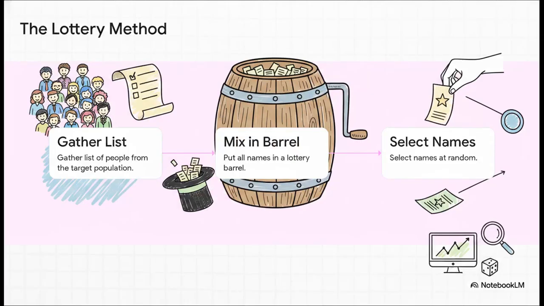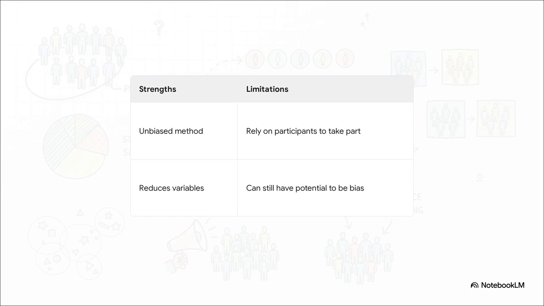To do this properly in a real psychological study, you'd use what we call the lottery method. First, you gather a complete list of people from your target population. Next, you put all those names into a lottery barrel, or a metaphorical hat, and select names purely at random. Alternatively, you can just give everyone in the target population a number and use a random number generator tool to pick your participants. This is a brilliant way to illustrate an unbiased method.